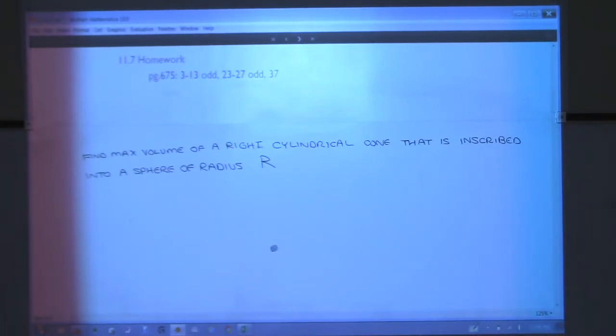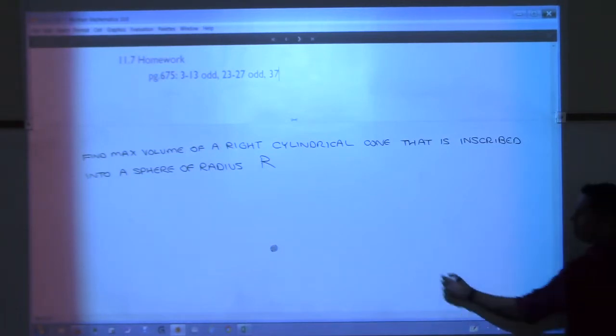Now, this is actually a problem that you could do in Cal 1. Right? This is a problem that can be done in Calculus 1. I don't know if any of you ever saw it, but it is kind of a classic problem, a little bit more on the challenging side of things. I remember doing this in Cal 1 and hating it. But all right, I'm going to try and draw a picture of what's happening here. We want to find the maximum volume of a right cylindrical cone that is inscribed into a sphere that has a fixed radius of R.